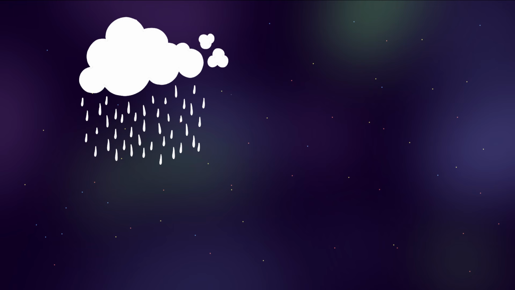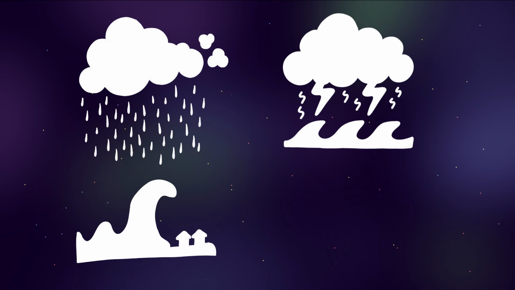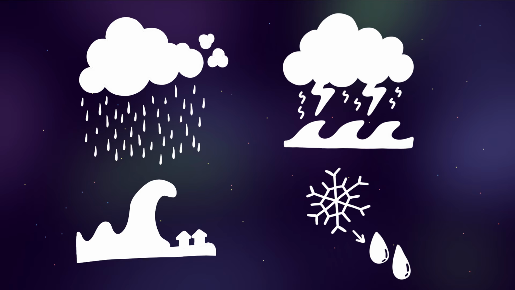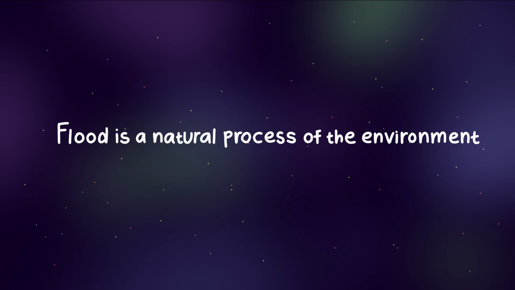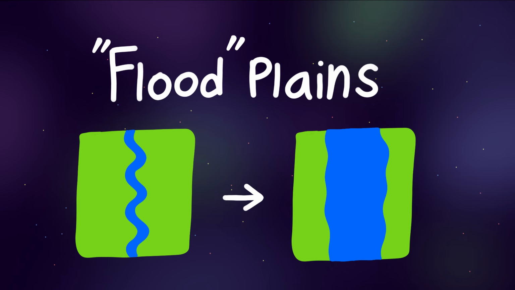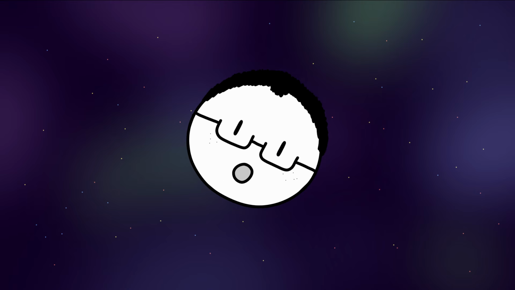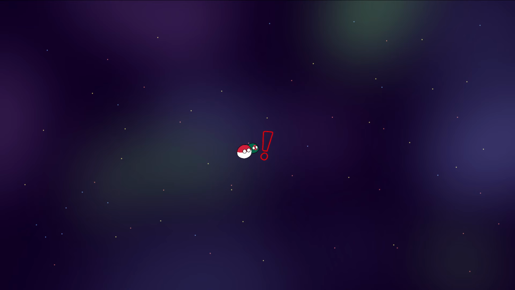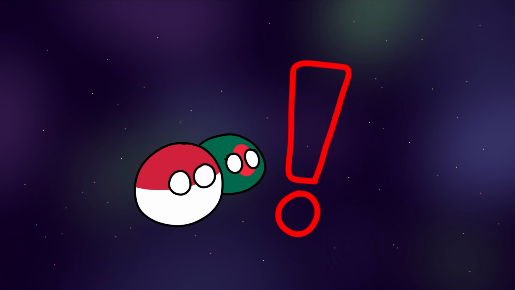The most common cause is prolonged heavy rainfall, but there's also storm surges, tsunamis, and accelerated snowmelt if you're from the temperate regions. Here's the thing, flood is actually a natural process of the environment. Long before humans built cities and made farms, rivers overflowed and submerged floodplains all the time. That's why they are called flood plains. Flooding is a natural geographical phenomenon. It's just when we humans enter the picture that flood is perceived as a catastrophe.